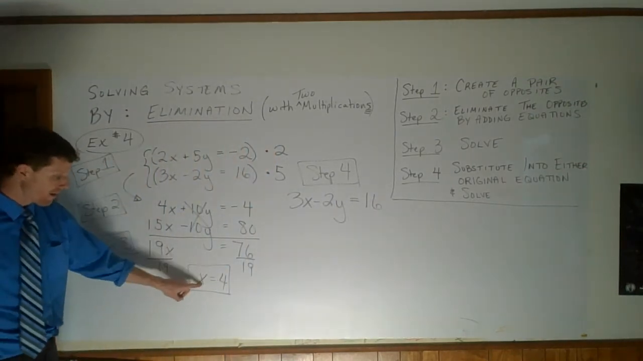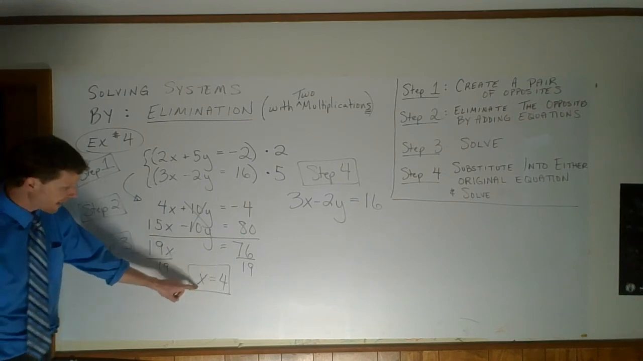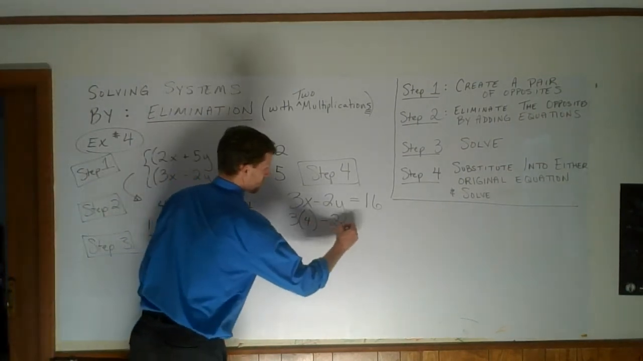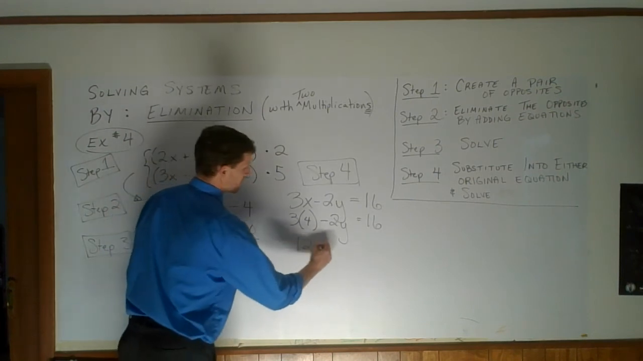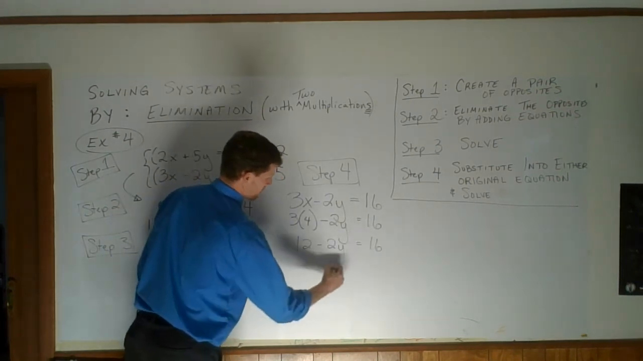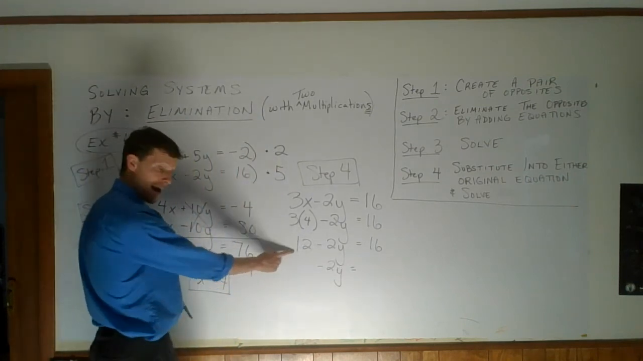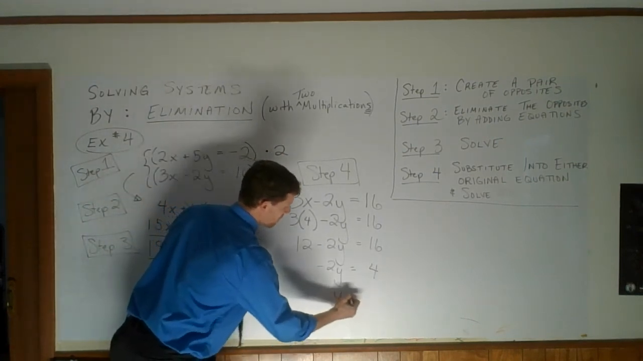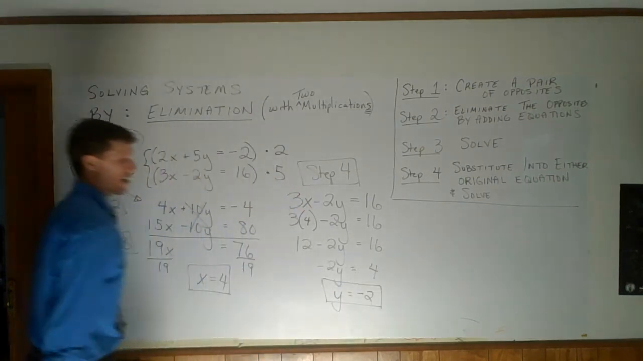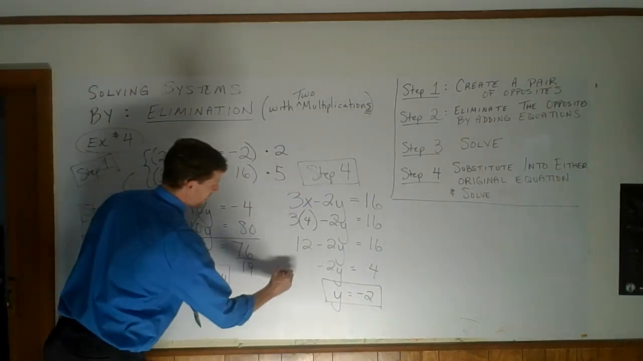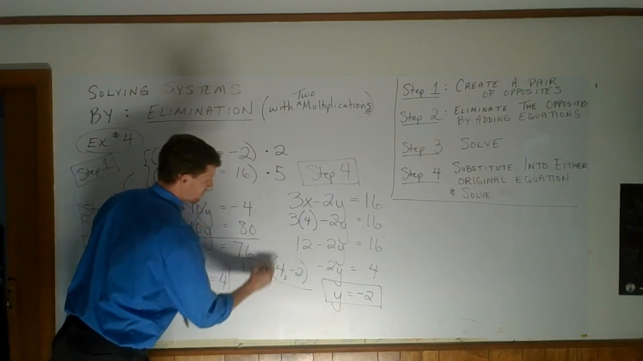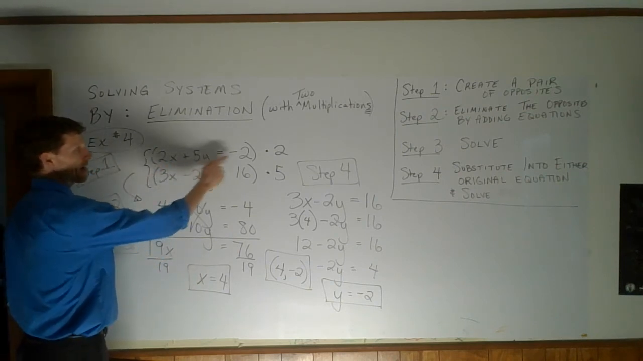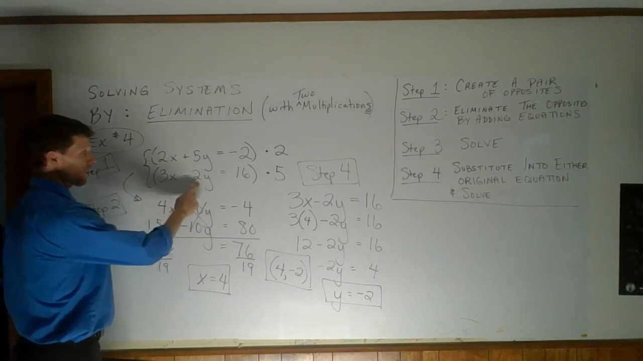I'm going to take this 4 and make sure I substitute it for the correct letter. 4 is equal to x, so the 4 has to go in for that x right there. 12 minus 2y equals 16. I'm going to subtract this 12 from 16 and get 4. And then divide by negative 2. And we get y equals negative 2. This is our answer, 4 comma negative 2. We always can check it. 8 minus 10 is negative 2. 12 plus 4 is 16.